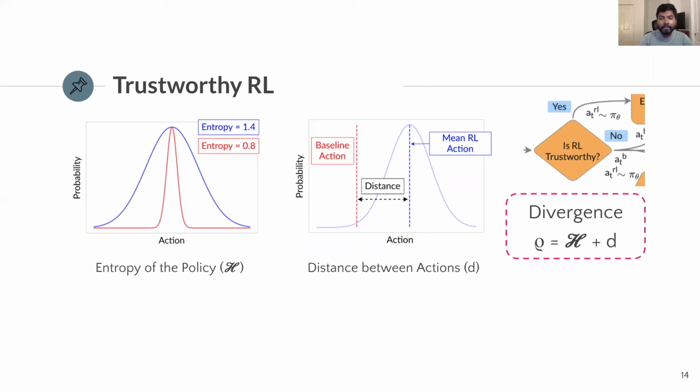Most continuous action tasks use a Gaussian distribution to define the stochastic RL policy. The plot on the left shows the entropy for two different Gaussian distributions. As can be seen, the distribution with a shorter tail has lower uncertainty and has a lower entropy. The plot in the middle shows the norm distance between the mean RL action and the baseline action. We define a divergence value denoted rho as the summation of the RL policy entropy term with the norm distance.